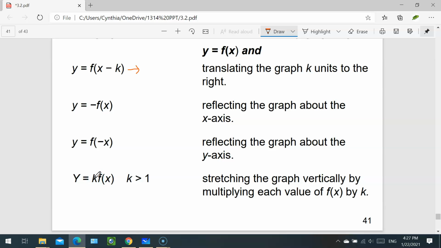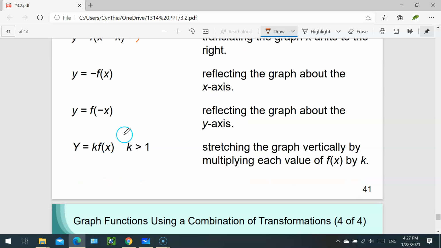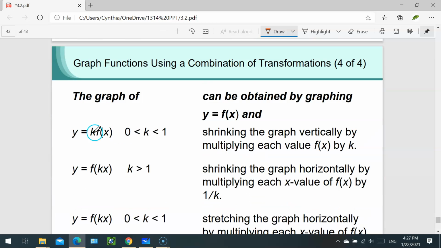Stretching or shrinking by multiplying by a number k. When k is a number bigger than 1 and multiplied to the outside of the function, you have a vertical stretching. In other words, the graph will go skinnier. When the k value is between 0 and 1 and multiplied to the outside of the function, you have a vertical shrinking.